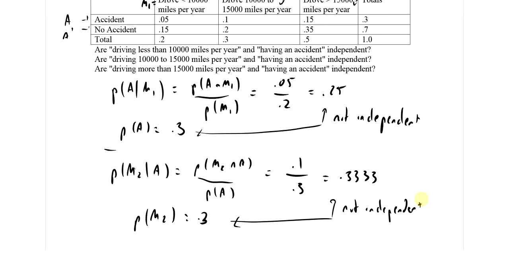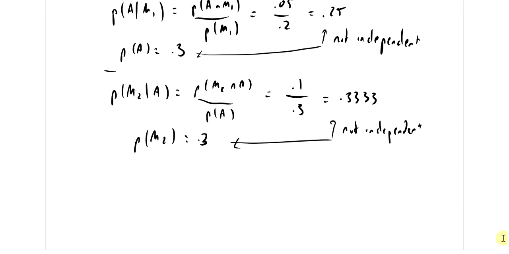Of all the people who have accidents, 1/3 of them drove between 10,000 and 15,000 miles a year. That's what this is telling us. But only 3/10 of the people actually drove 10,000 to 15,000 miles a year. These people have accidents at a higher rate than general. What about the third one?